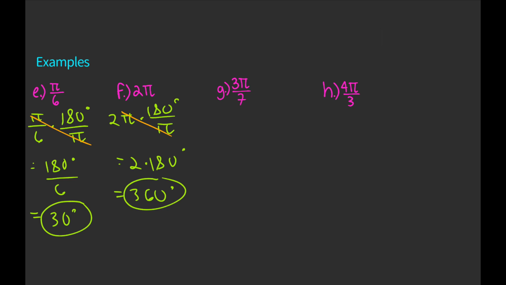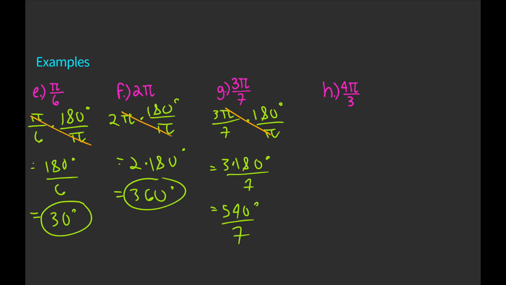Next, we have 3 pi over 7. We're going to take 3 pi over 7, multiply by 180 degrees over pi. The pi's will cancel out, and we will be left with 3 times 180 degrees over 7. That is going to simplify to 540 degrees over 7. And we can't simplify any further, so that is our final answer. 3 pi over 7 equals 540 over 7 degrees.